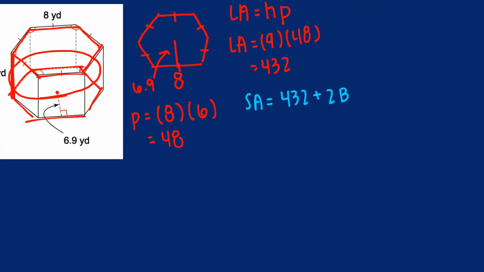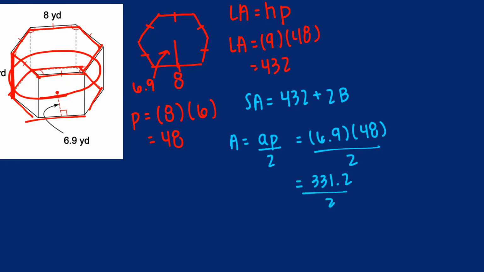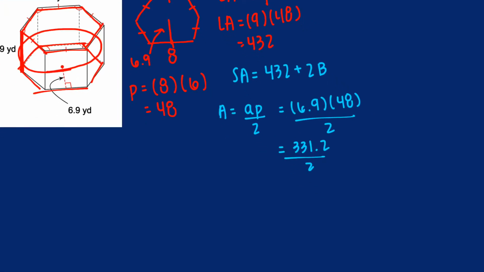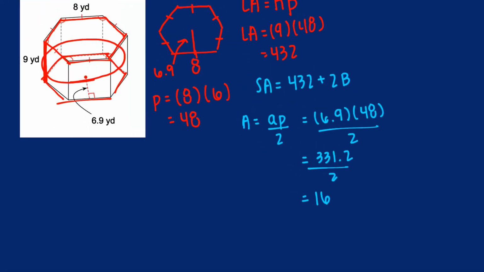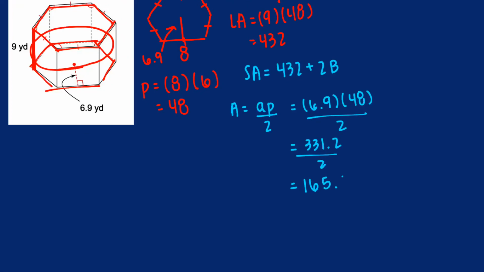Since this is a regular polygon, my area is the apothem times the perimeter divided by 2. My apothem here is 6.9 times my perimeter, which is 48, divided by 2. On the top, 6.9 times 48 gives me 331.2 divided by 2. So I find the area of my base, my hexagon, to be 165.6.